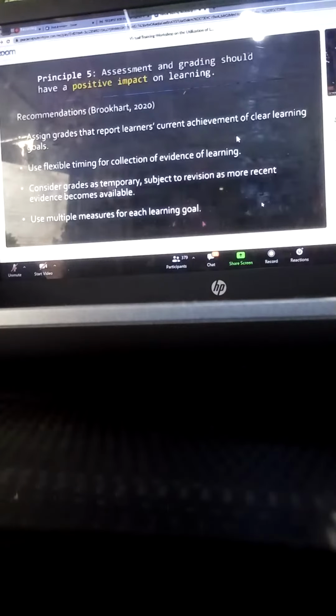Pwede kayong gumamit ng open-ended na written task. You can also use performance tasks as long as there are a variety of strategies that you're able to use so that pwede mong i-triangulate kung talagang yung performance niya in this task is similar to this output, to this output, to this output. Yun yung malalaman kung yung talagang batang yun ang nagsasagot ng kanilang mga tasks.